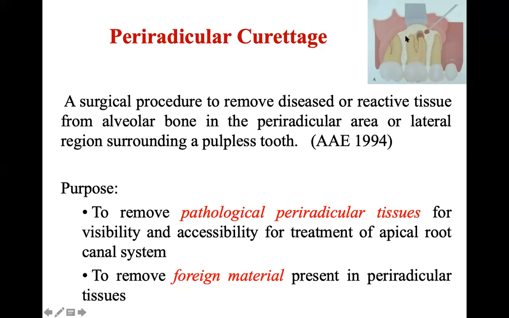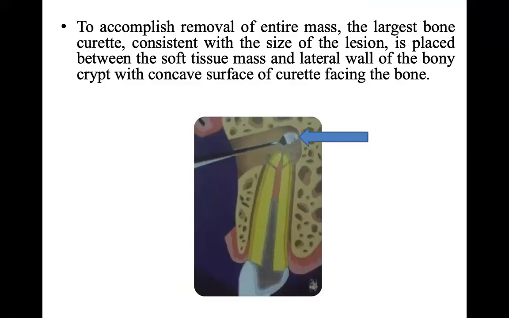Sometimes you have done an overextended filling, or a fractured instrument has escaped into the periapical region, or your gutta percha is extending there. All these things can be removed during periradicular curettage. You can see that this is the curette which you are using, and it is scraping away the whole of the foreign body material of the periapical infection that was there. The entire mass is removed by this curette.